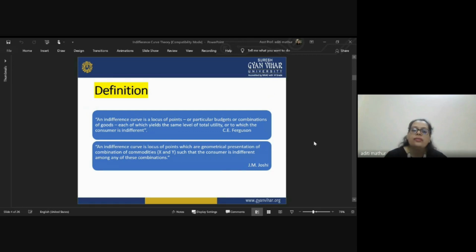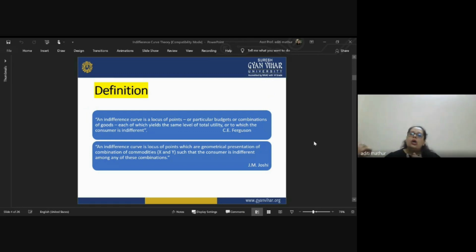So if we discuss the first definition, which is there on your screen, it states that an indifference curve is a locus of points, or particularly budgets or combinations of goods, each of which yields the same level of total utility, or to which the consumer is indifferent. Right? Let me go through the second one, and then we will discuss the concept. The second definition states an indifference curve is a locus of points which are geometrically presented of a combination of commodities X and Y, such that the consumer is indifferent among any of these combinations.